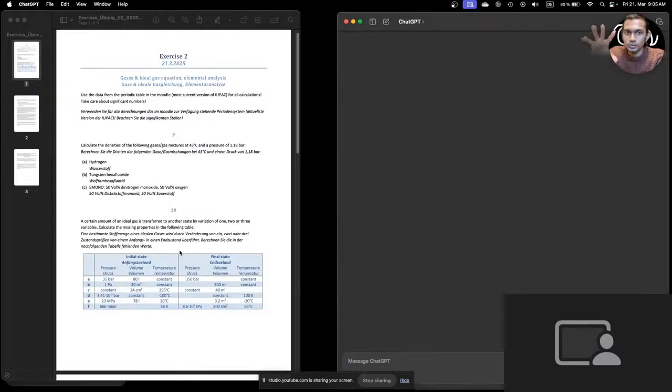we use the ideal gas law equation, that is PV equals nRT, in which it's about the initial and final state. So it's going to be P1 V1 by T1 equals P2 V2 by T2.